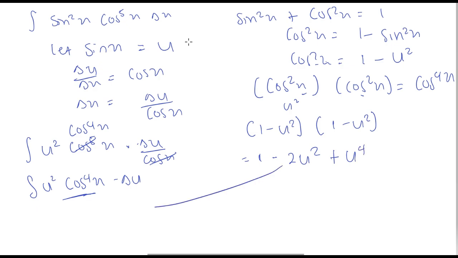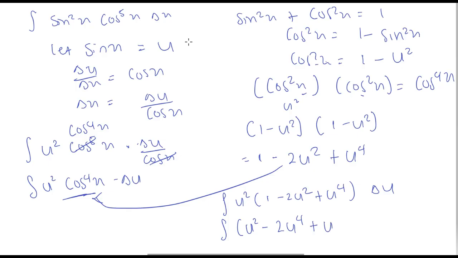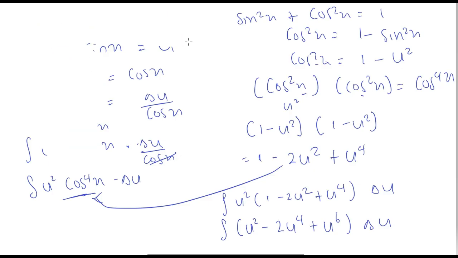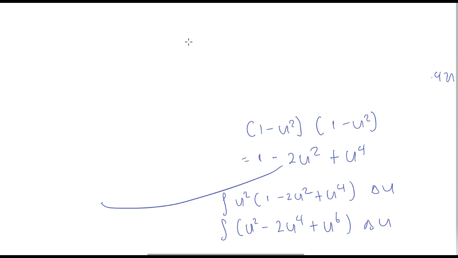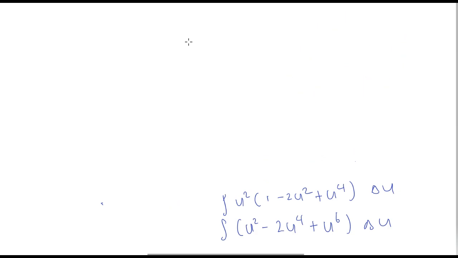So let's put this as our value for cos x. So we have the integral of u square multiplied by 1 minus 2u square plus u to the power of 4. Then we have our du. So this integral now is going to be u square minus 2u to the power of 4 plus u to the power of 6 du, right? So now we have a linear equation that we can just go ahead and solve. So let me just clean this so we have space. You can pause the video at any time if you want to, right?